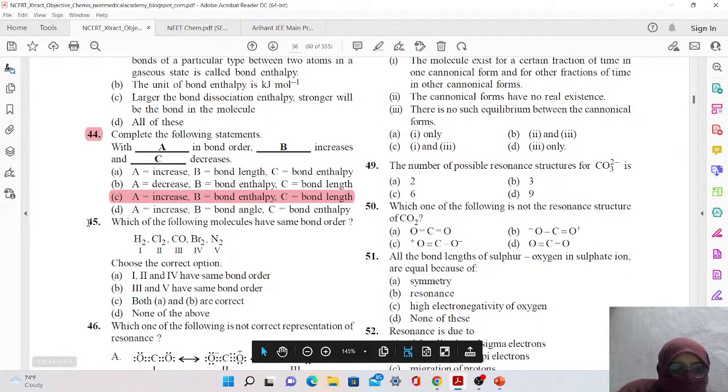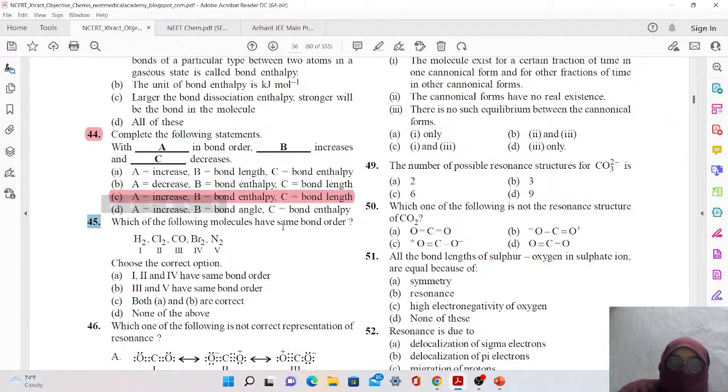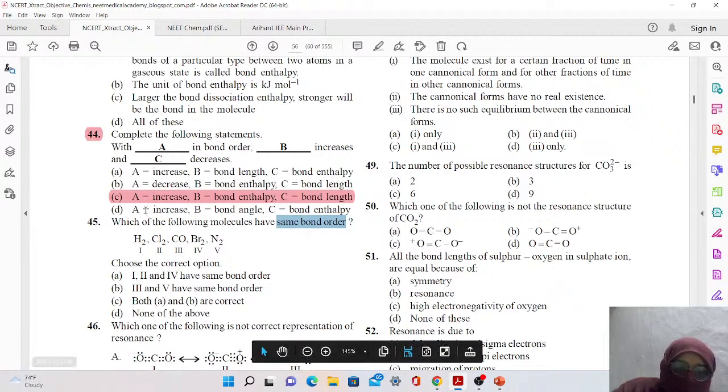See the 45th question: which of the following have the same bond order? As of now, we know that between two atoms like H2, Cl2, N2, Br2, they have single, double, triple bond, all this we know. Still, if they ask you any molecule where you don't know the bond order, we'll be reading how to calculate bond order in the next half of the chapter, from tomorrow itself. I'll be starting those parts. So as of now, I think we know which has the bond order 1, 2, 3.